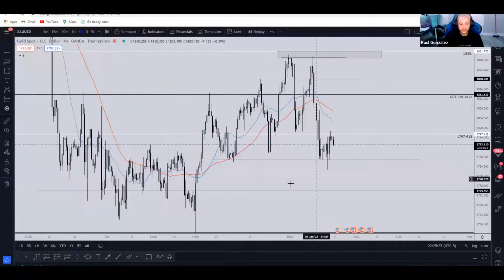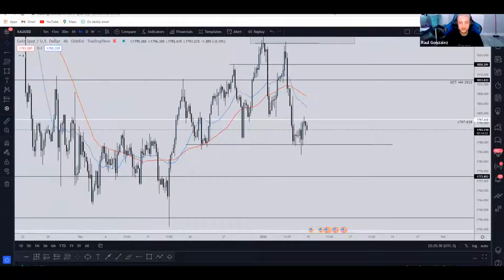Because if you look at market structure and how gold has been forming over the last few days, price has been steadily making higher highs and higher lows. Now we've broken structure, and we're starting to form a potential lower high, which could then be that three-leg extension into 1773.